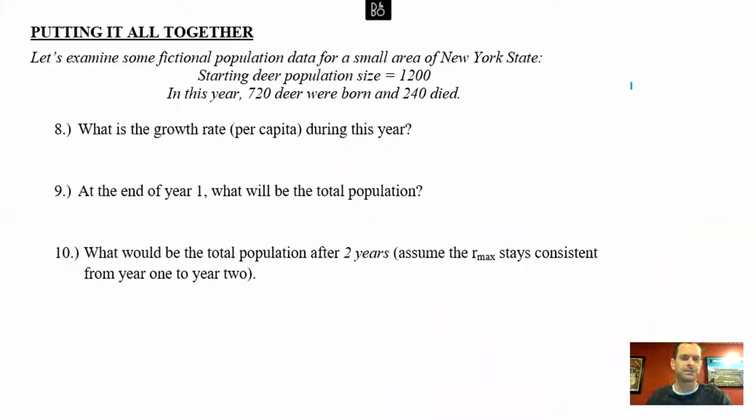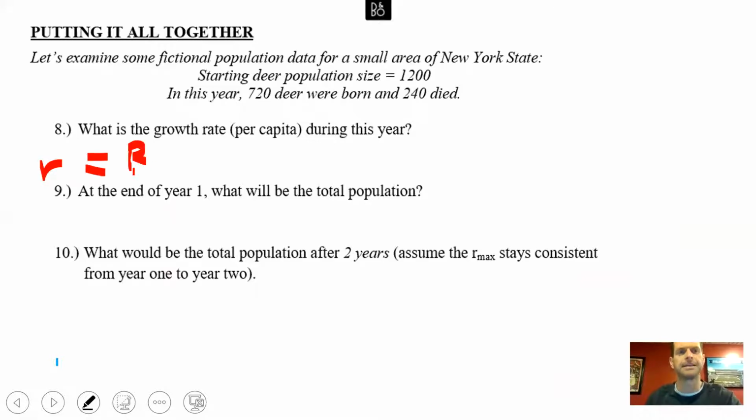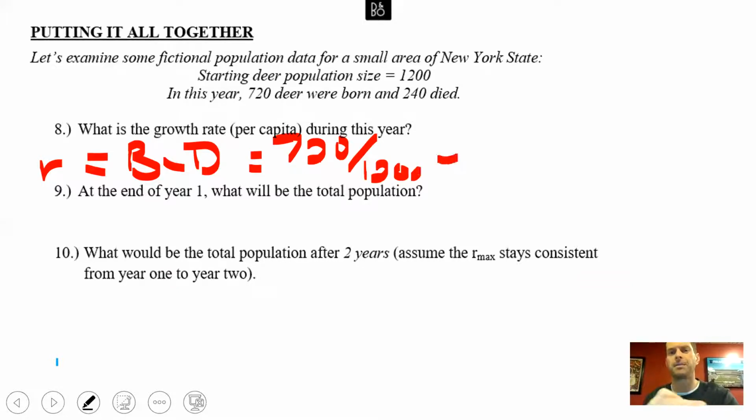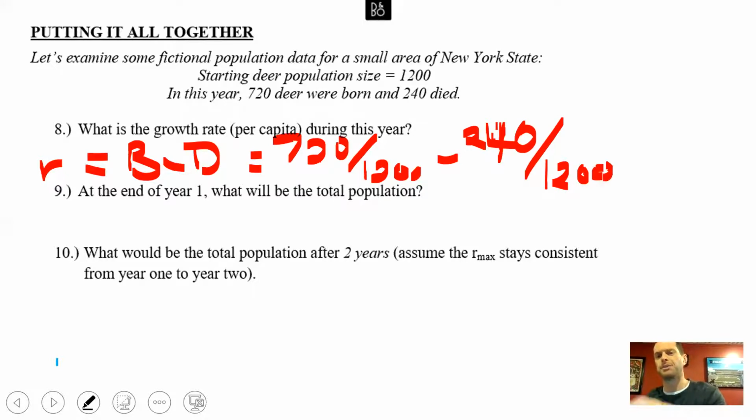Okay, so if you take a look, they give you a deer population, and they tell you that it's 1,200, and 720 were born, and 240 died. So what we have to find here is r equals b minus d. That's our growth rate. Now our growth rate is going to be 720 divided by 1,200, minus 240 divided by 1,200.